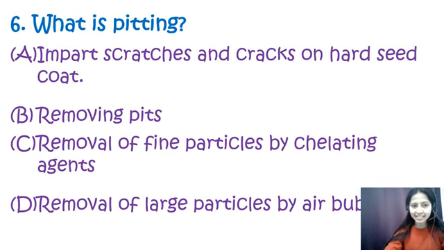Next, question number 6. What is pitting? Options are imparting scratches and cracks on the hard seed coat, removing pits, removal of fine particles by gelating agents, and removal of large particles by air bubbles. The correct option is A. Pitting is a method used to impart scratches, cracks or dents on the hard seed coat. This is done for easy migration of oil and water between the husk and the cotyledons. So the correct option is A.